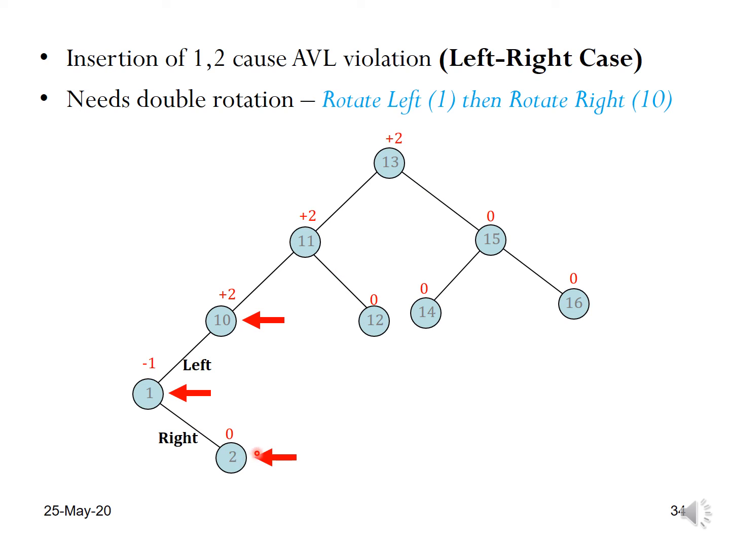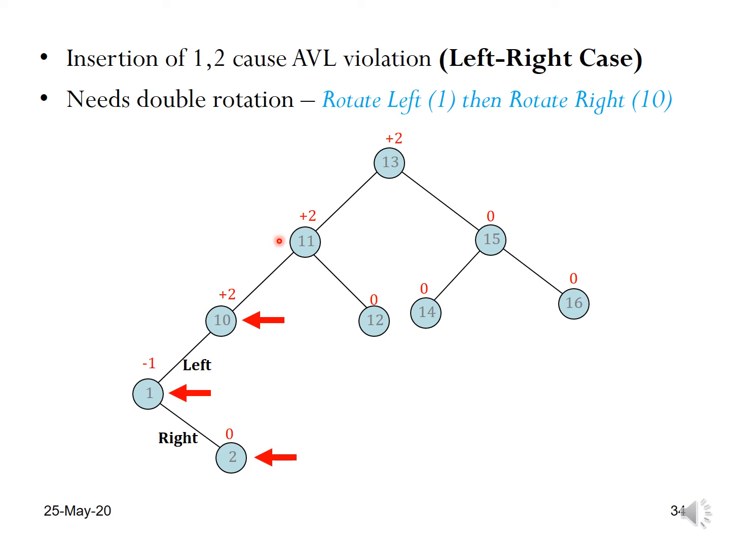The balance factor of all the leaves like 2, 12, 14 and 16 will be 0 because they are the leaf nodes, and the balance factor of this 1 will be 0 minus 1, this is minus 1, and the balance factor of this 10 is 2 minus 0, because the height of the left subtree is 1, 2, and the height of the right subtree is 0, so this is 2 minus 0, this is plus 2.